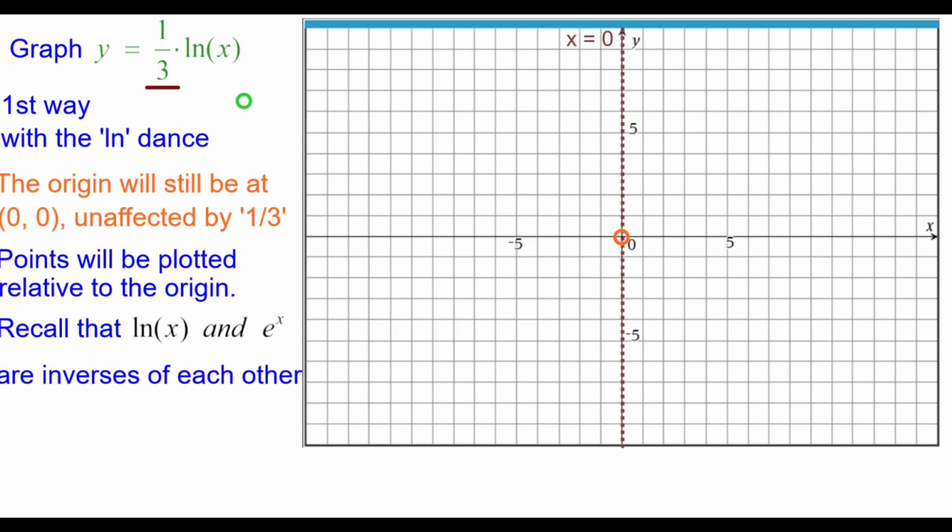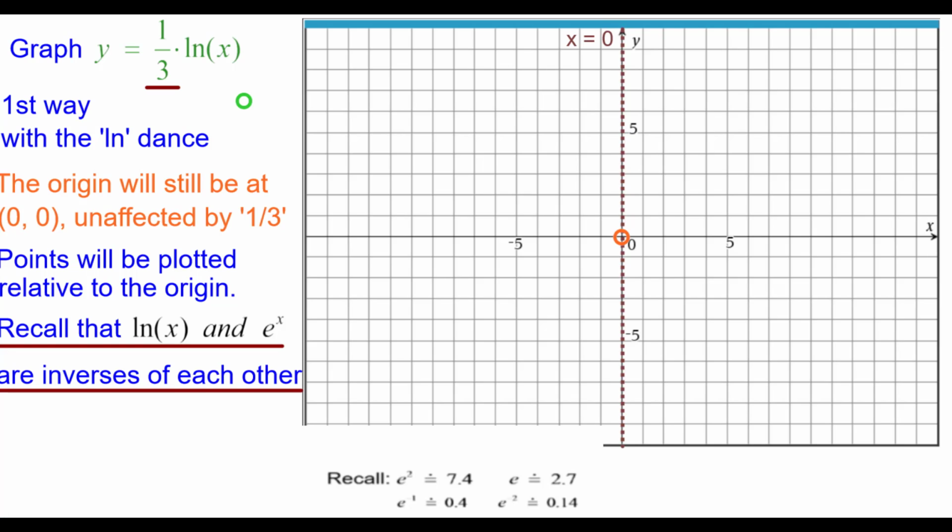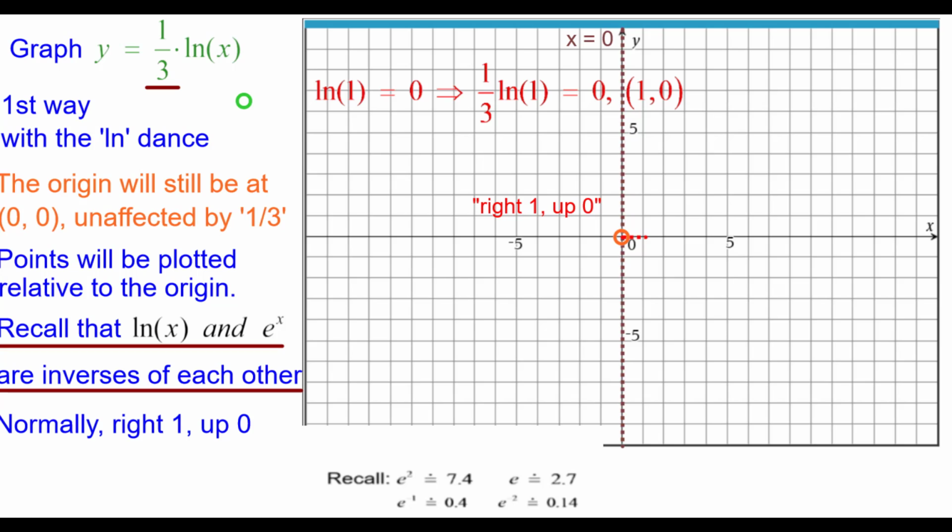Please recall that the natural log of x and e to the x are inverses of each other. That is, we interchange the x and y coordinates. And these are the powers of e that we're supposed to know. So we need to know how to know those and then also be able to interchange them. Normally, on natural log, it would be right 1 up 0. And in this case, it will also be right 1 up 0. That 1/3 times 0 does not affect it.